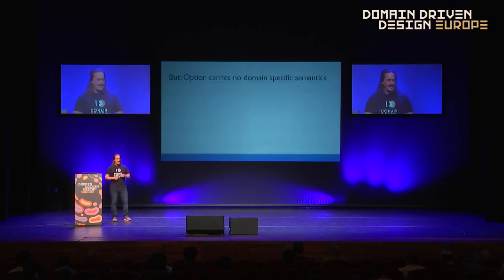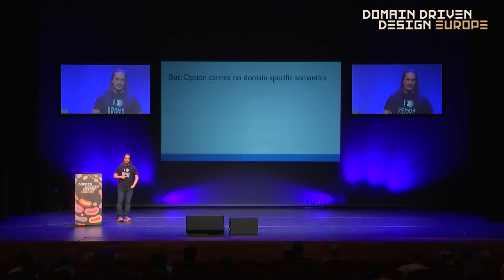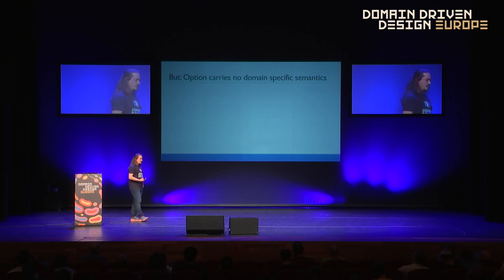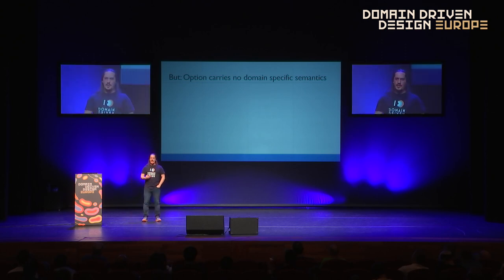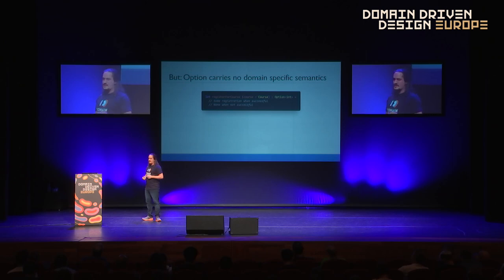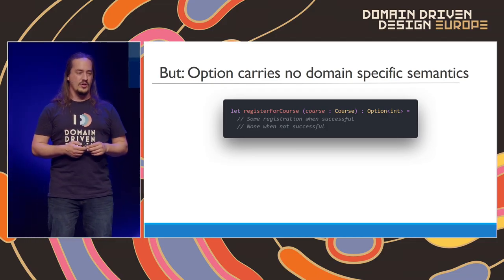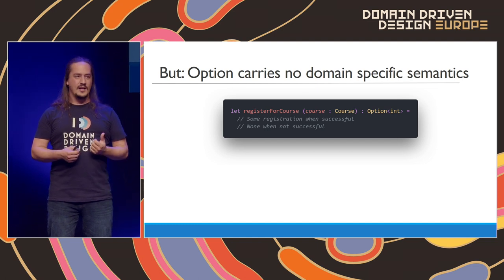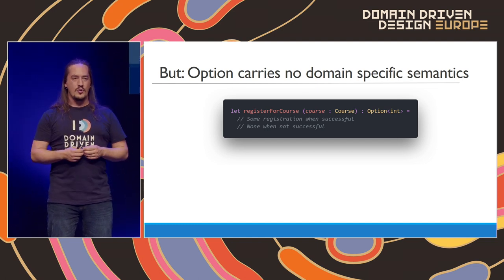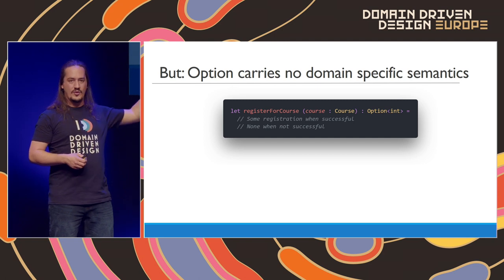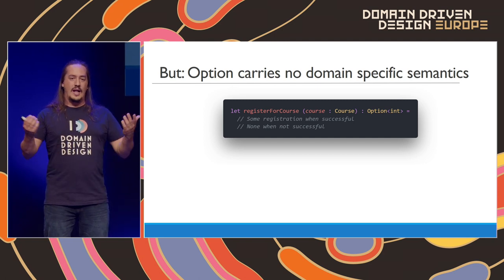So option carries no specific semantics. That's our problem with option. I promised you option is a good solution to the null problem. But now that we have option, it bears its own problem because it's not semantic. It just tells us there is something or there is nothing. But if we have something like a registration for a course, I want to register for a scuba diving course. And when that works, I'll get the scuba diving course number back, right? That's the number I get. So we have an option of int. If it doesn't work, I'll get a none.